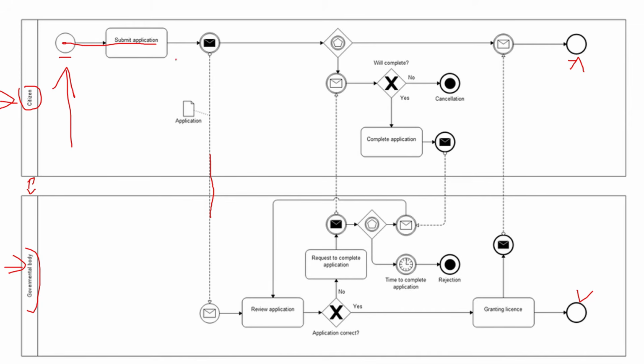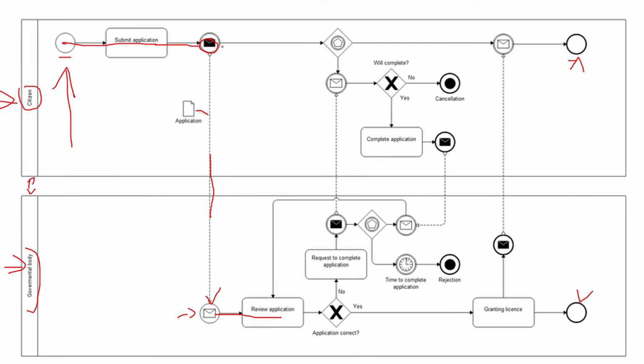We don't know exactly how this is going to happen. This could be just going to the office of the government and handing over a piece of paper. It could be via an app. We don't know here. But what we know for sure is the citizen is submitting an application. Here's a throw message event with the application. So this is going to start over here. Basically, this event is starting this process down here. Okay, so that's the trigger. The government receives this application in whatever form, we don't know, and is going to review the application.